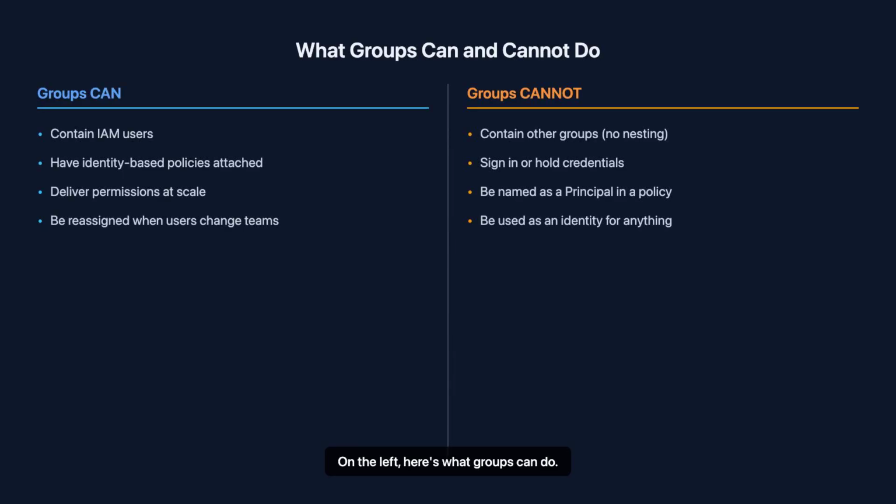On the left, here's what groups can do. They contain users. They have identity-based policies attached. They deliver permissions at scale, and they get reassigned as people change teams.